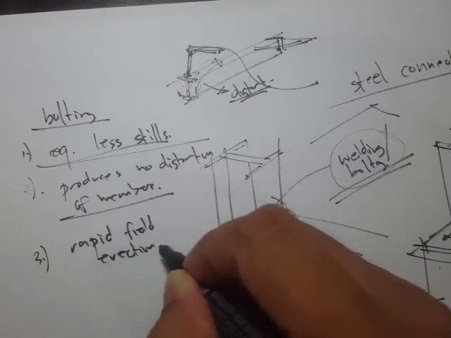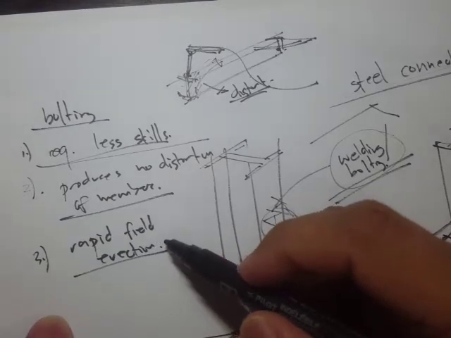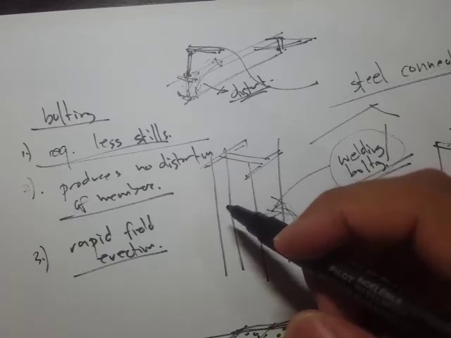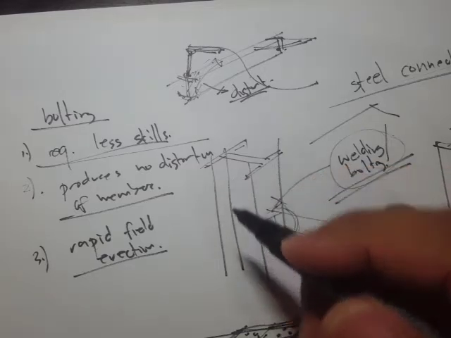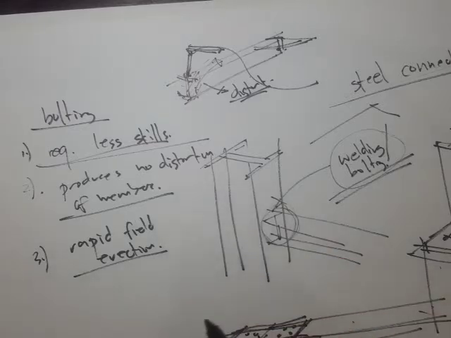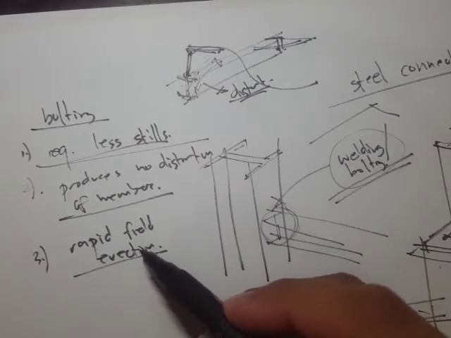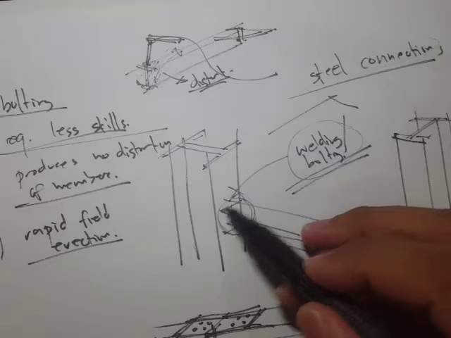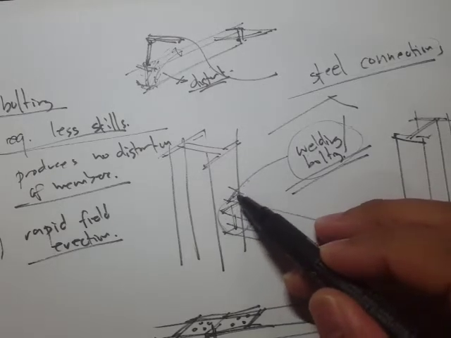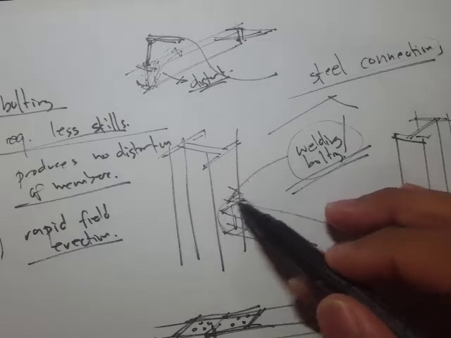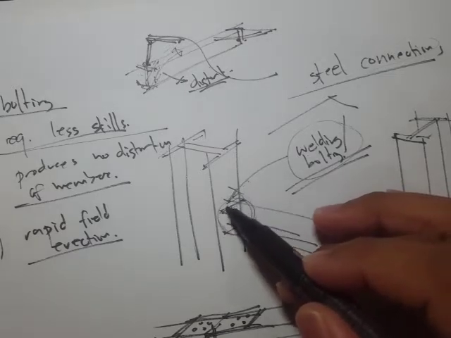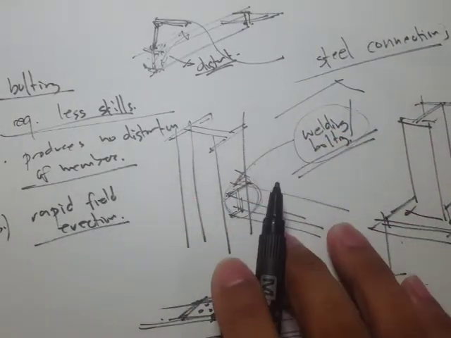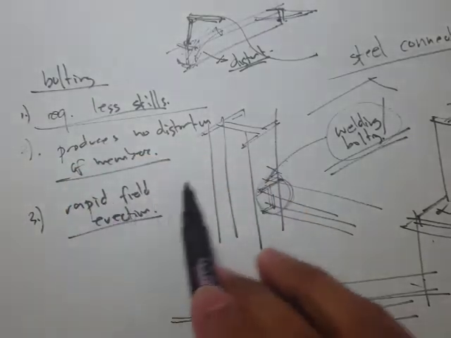Now the third advantage is rapid field erection. Meaning that you can drill the bolt holes in a shop, and then you just have to install the bolts in the field. Now compared to welding, if you want a welded joint, then of course you have to do the alignments and then bracing, and then you have to do the welding and things like that. So compared to welding, the bolted joints will have a rapid field erection.